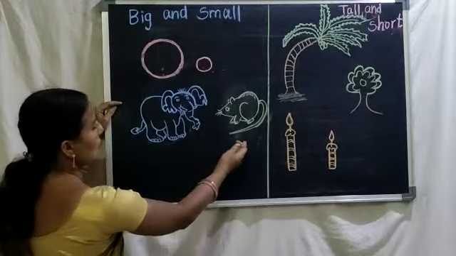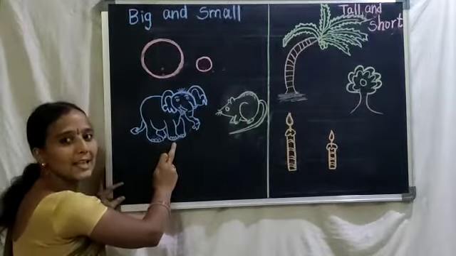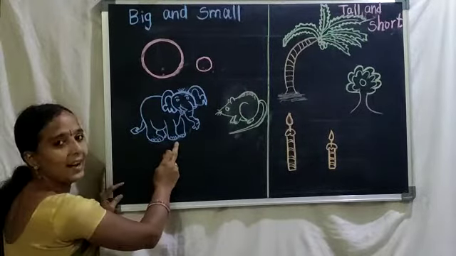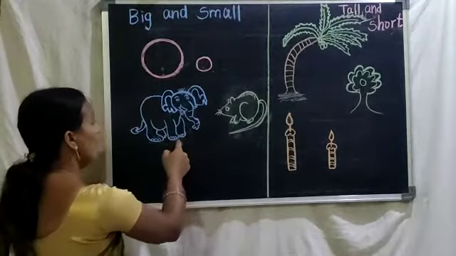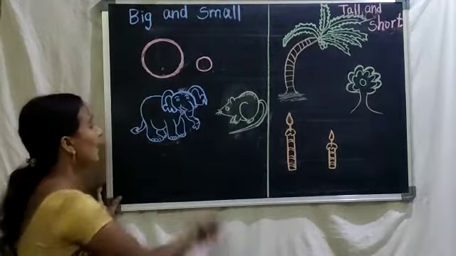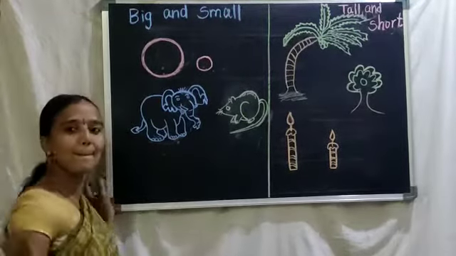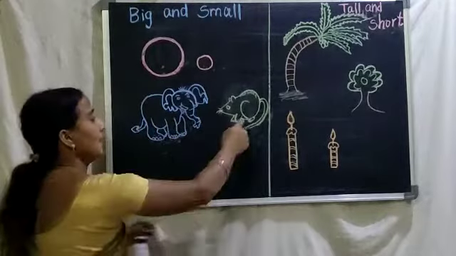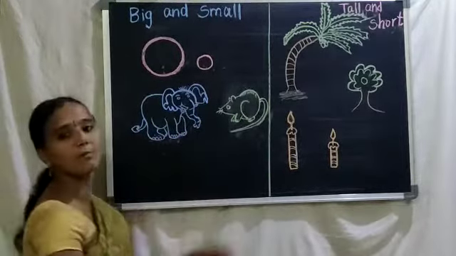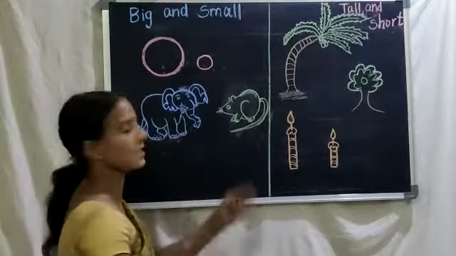Next, see these pictures, children. What is this? Elephant. And what is this? Mouse. How is the elephant? This elephant is big. And how is the rat? Small. Elephant is bigger than the rat. Big elephant, small rat, small mouse, rat or mouse, anything. Yes. Big, small.